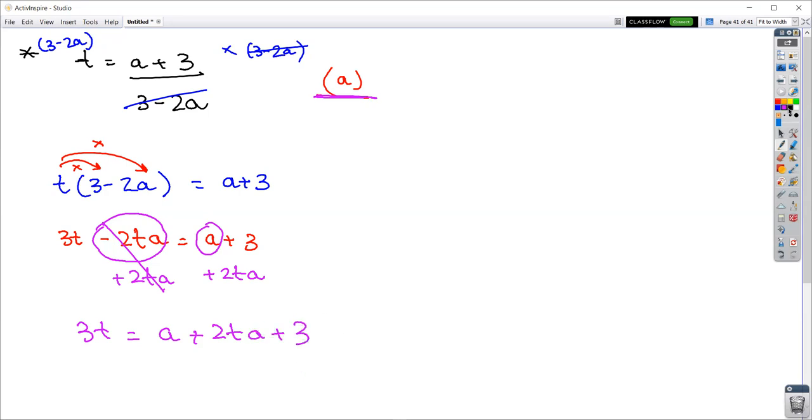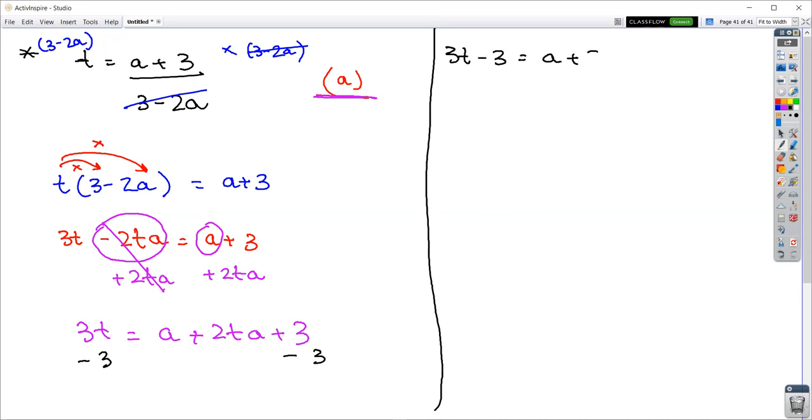Now I'm going to take this plus 3 to the other side. So it would be minus 3 on both sides. Having that minus 3 on the left-hand side makes 3t minus 3 equals a plus 2ta. Because we are trying to make a the subject, we need to factorize a from the right-hand side. A is written with the first term as well as with the second term. So 3t minus 3 would stay the same, and then factorizing a from here would give a(1 plus 2t).